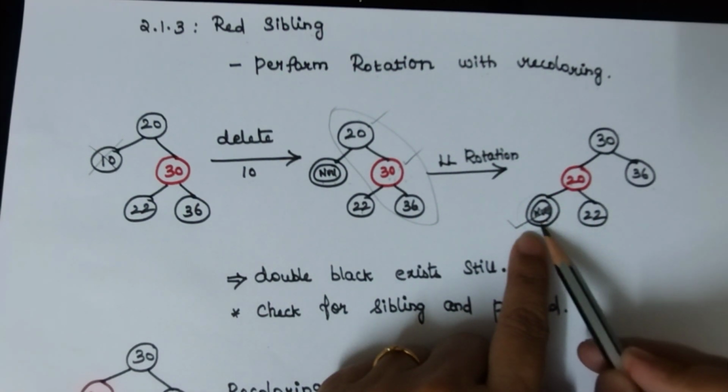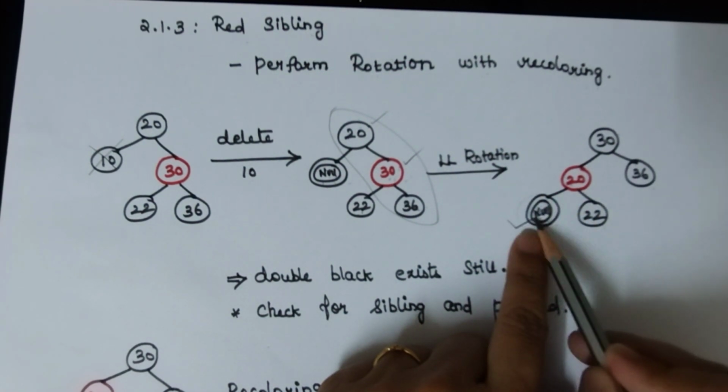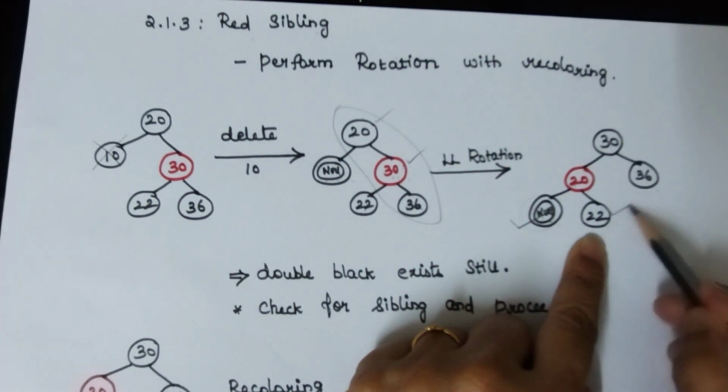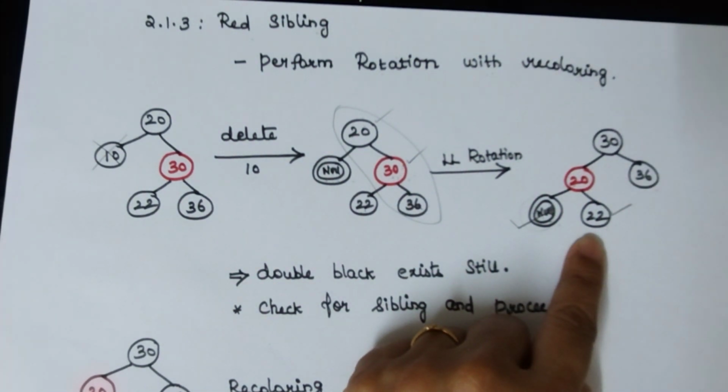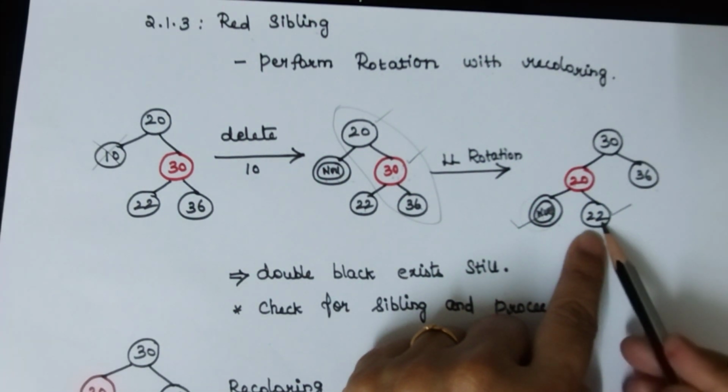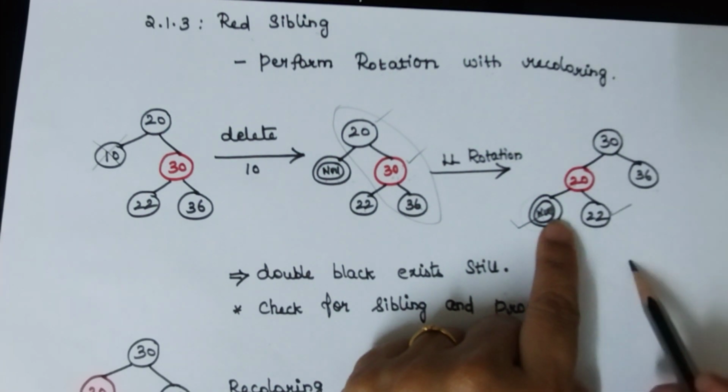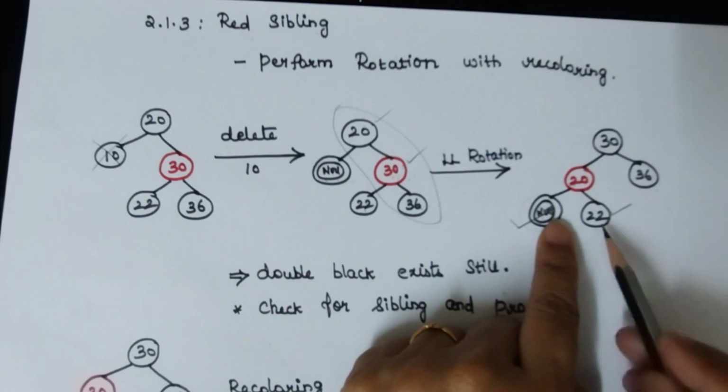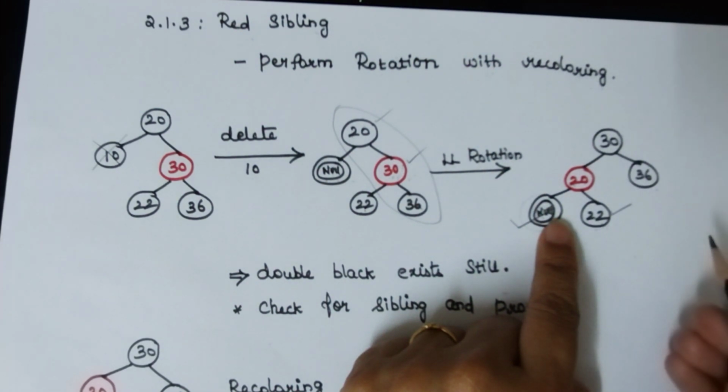This is the null node, so a black node. Check the color of the sibling. If the sibling is black, again go back to the previous cases. What if the sibling is black? You need to check the child node of that sibling. If the child node is red, perform rotation. If there is no child node or the child nodes are black, then you need to perform recoloring.